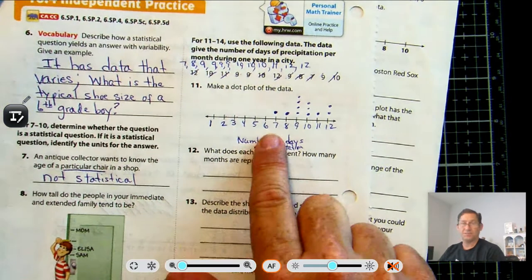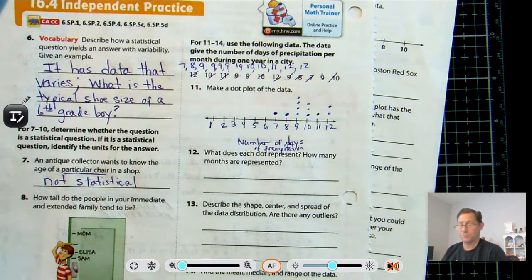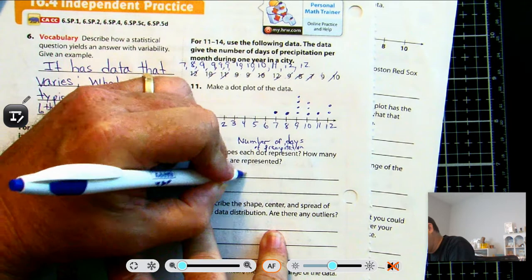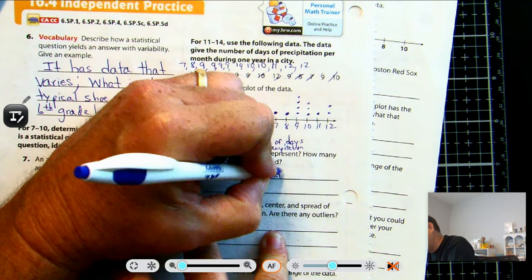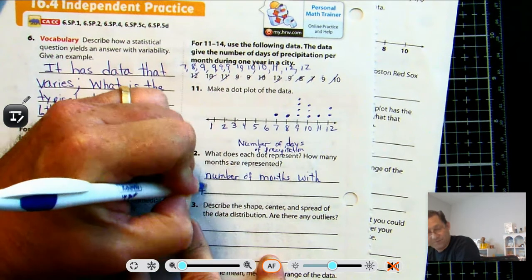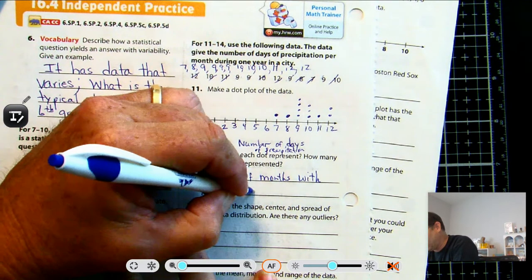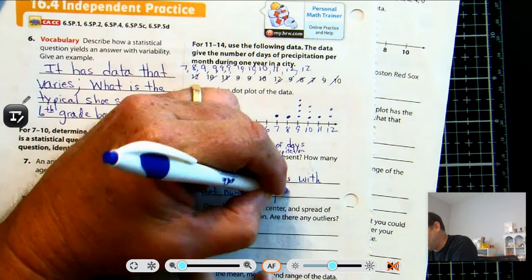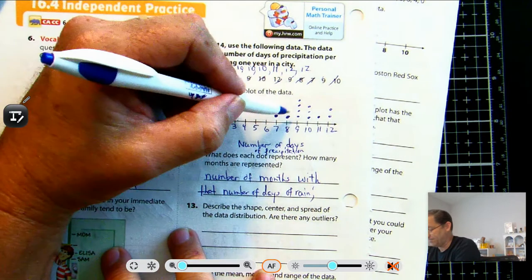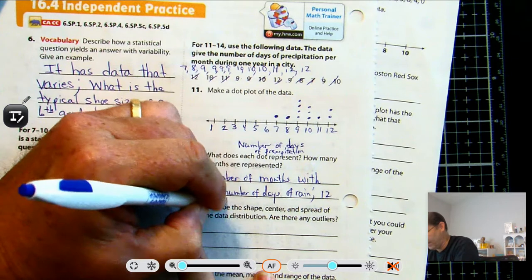So our data clusters from 7 to 12. There doesn't appear to be any outliers. Each dot represents the number of months with that number of days of rain. And how many months are represented? 2, 4, 6, 8, 10, 12. 12 months.